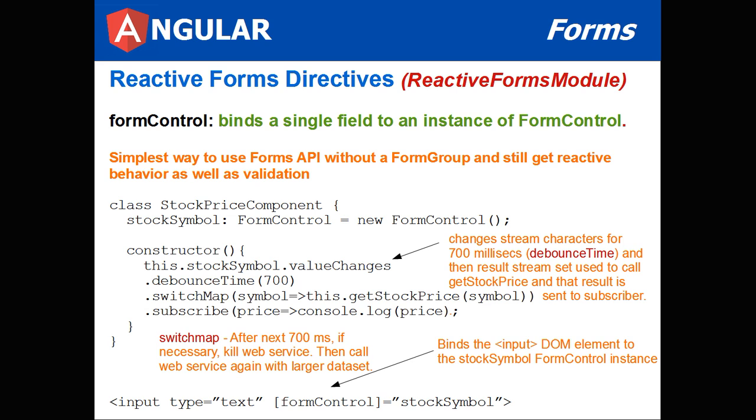Form control binds a single field to an instance of form control. The simplest way to use the Forms API without a form group and still get reactive behavior as well as validation is to use a form control. This example shows a class stock price component with a stock symbol with a simple form control.